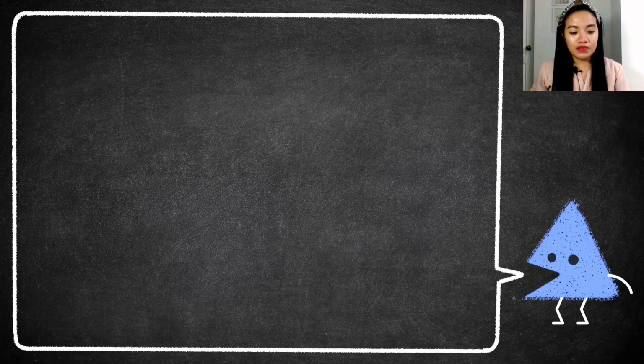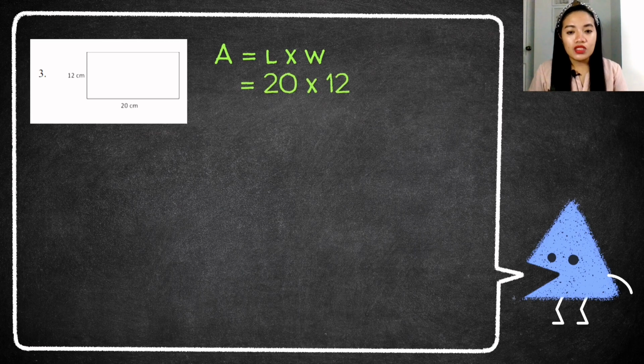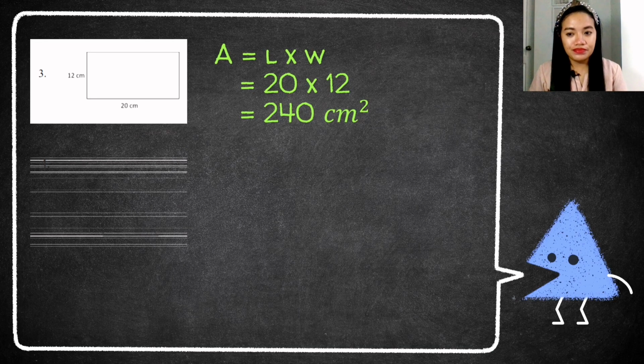Okay, learners, let us have number 3, which is we need to find the area of a rectangle. And the formula for that is area is equal to length times width. Therefore, we need the length and the width. So in our given, we have 20 centimeters as the length and 12 centimeters as the width. So let us substitute. So 20 times 12 is equal to 240. At ang unit na ating gagamitin ay square centimeters. Therefore, the answer is 240 square centimeters.